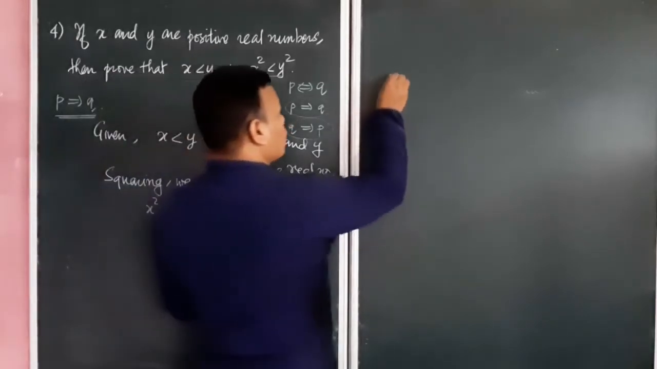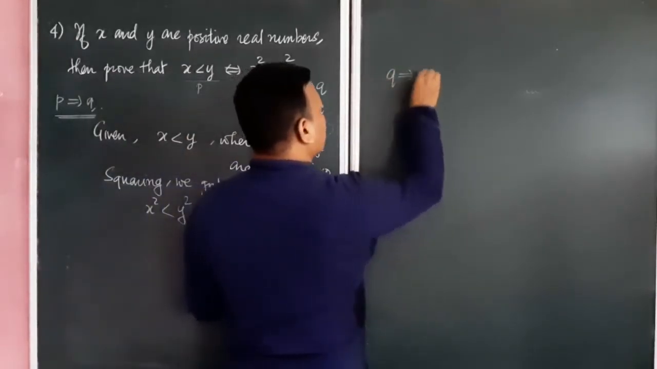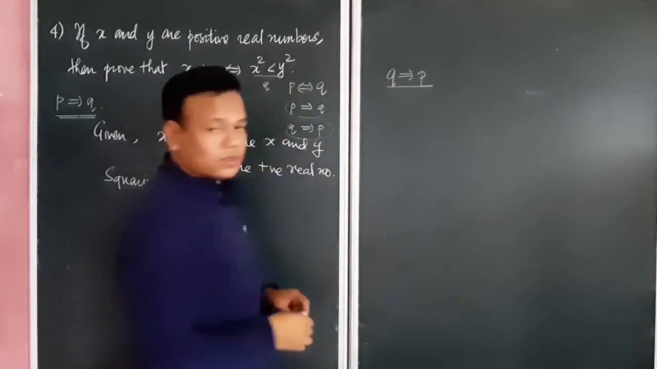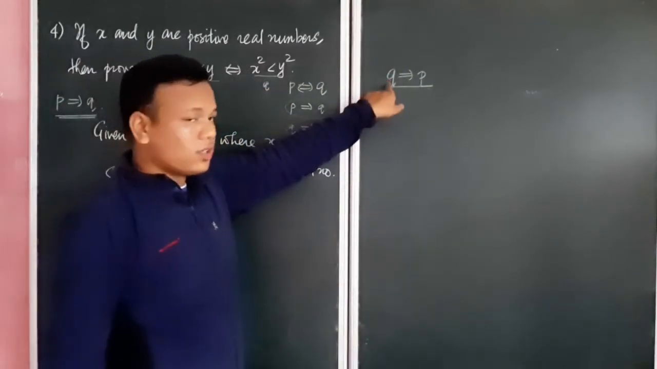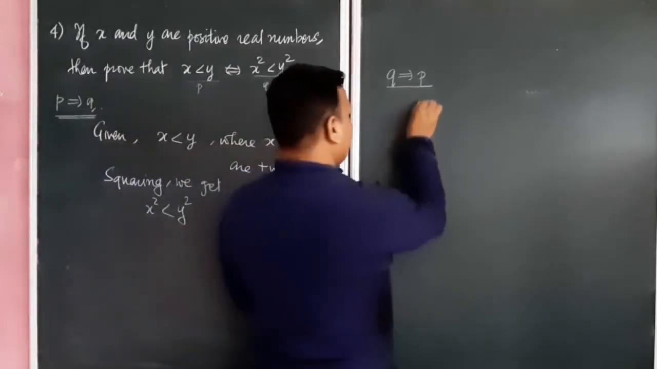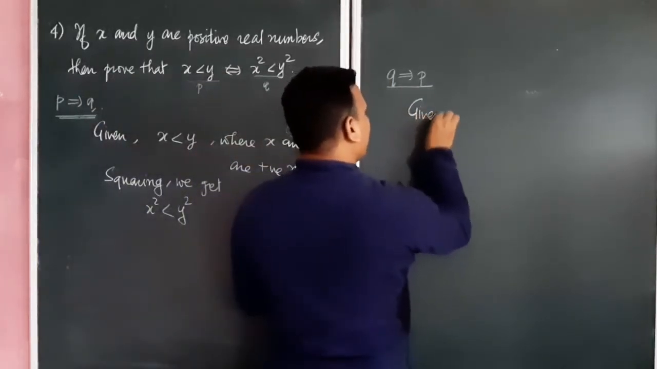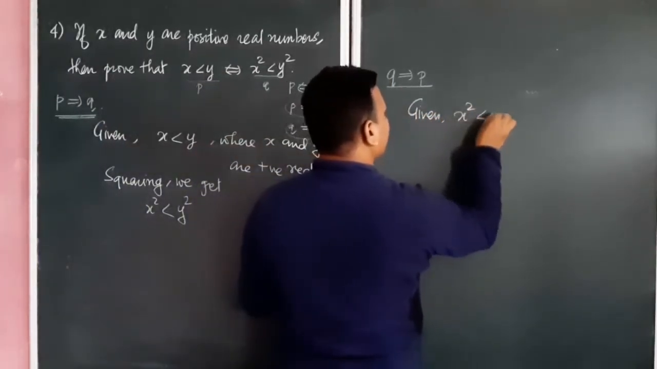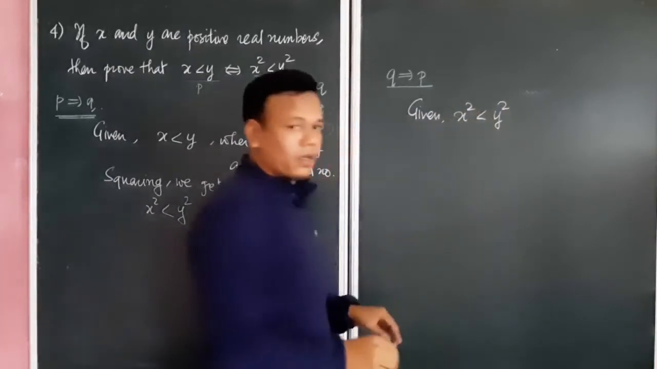Alright, so Q implies P I am showing you out here. Now what is the meaning of this? Q implies P means Q is given to you, and what is Q? Q is this, right? So given is x square is less than y square.